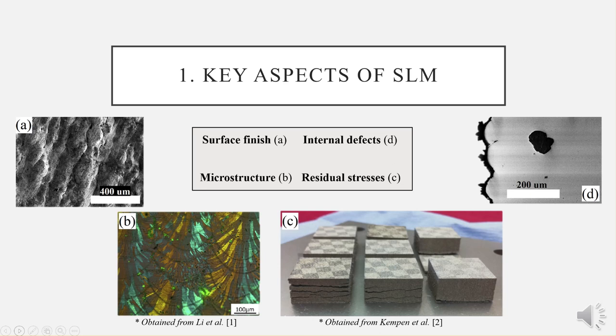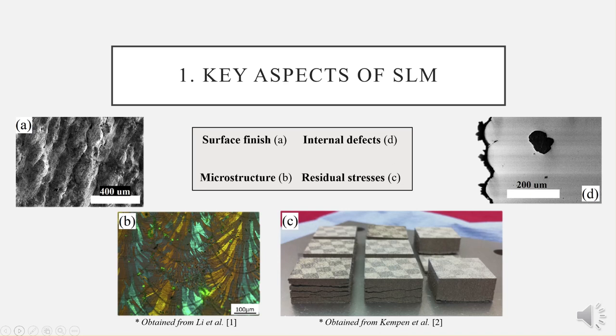Fourth, different mechanisms such as gas entrapment, keyhole collapse, or lack of fusion can promote the appearance of internal defects. While the first two cases are usually associated with spherical voids, lack of fusion is linked with the presence of very sharp, crack-like defects left in the material.